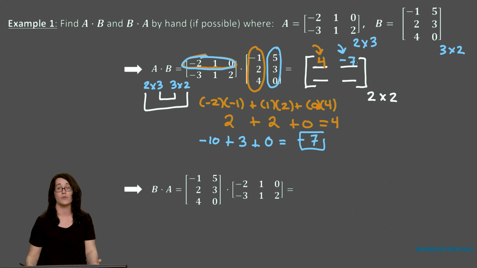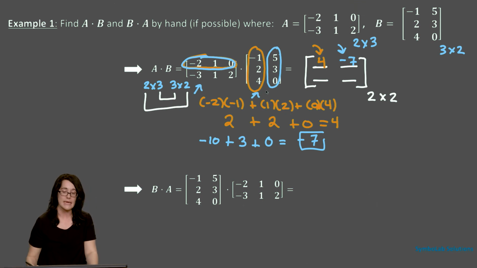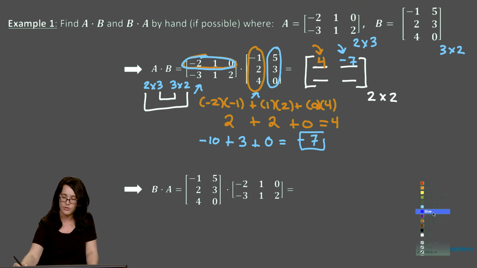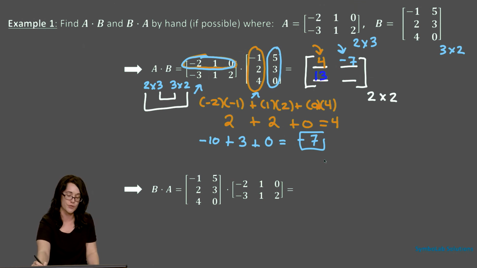And similarly, you could do entry 2, 1 by looking at the second row of A with the first column of B, and eventually, hopefully, you will get, for these two, your solutions should be 13 for entry 2, 1 in the second row, first column, and -12 for entry 2, 2. So try that on your own, see if you can handle that.